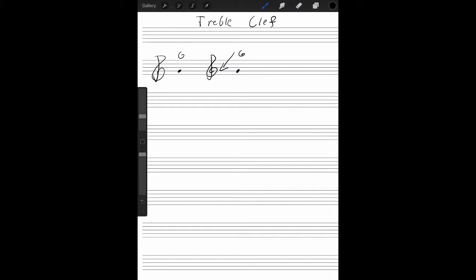So reading the treble clef, what are our note names? A, B, C, D, E, F, and G. And once we get G, we start over again with A. So going up our staff, we've got G, A, B, C, D, E, F, and G. And if we went down our staff, starting on G, G, F, E, D.